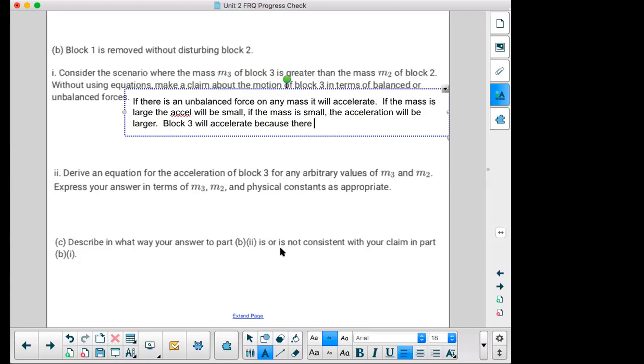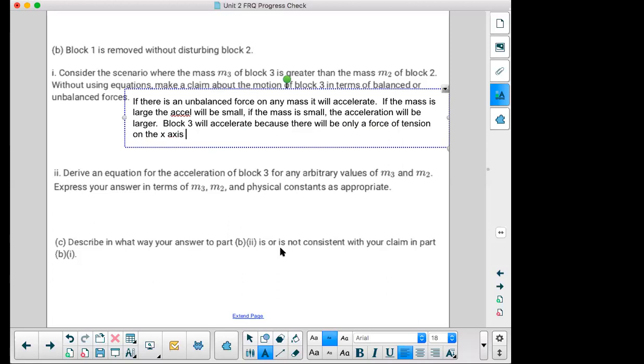because there will be only a force of tension on the x-axis. There is no friction. The block three will accelerate because there's a force of tension on the x-axis, there's no friction. So there does exist an unbalanced force. And you could invoke Newton's second law here, F equals ma. Derive an equation for the acceleration of block three for any arbitrary values and express your answers in terms of m3, m2, and physical constants.